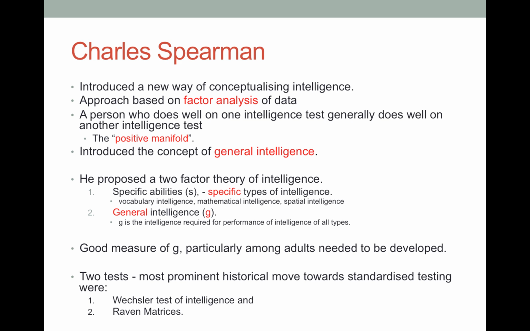After Spearman introduced his concept of general intelligence, many intelligence developers sought to develop a good measure of G, particularly among adults. 2 tests which showed the most prominent historical move towards standardized testing were the Wechsler test of intelligence and Raven's matrices.